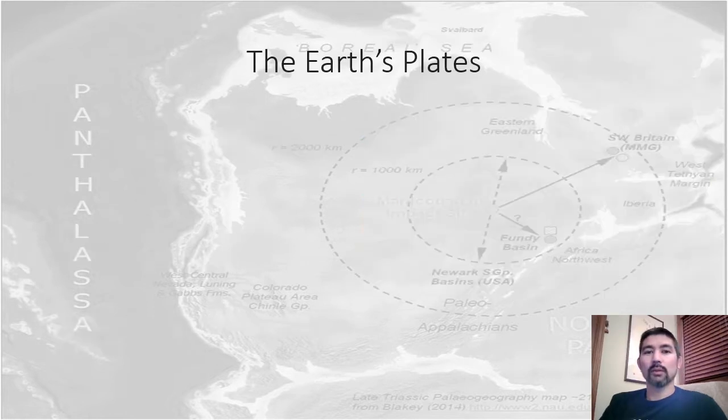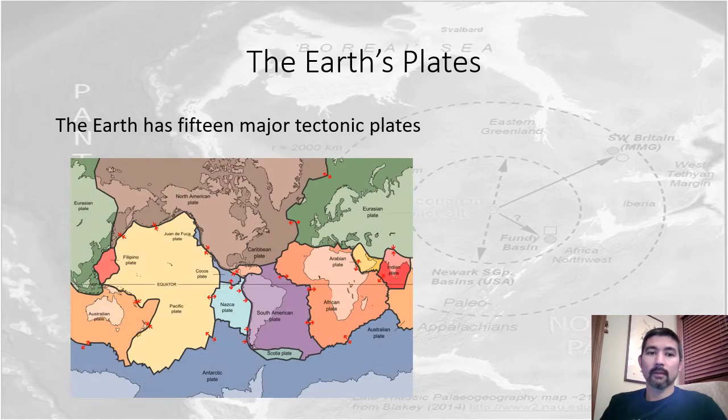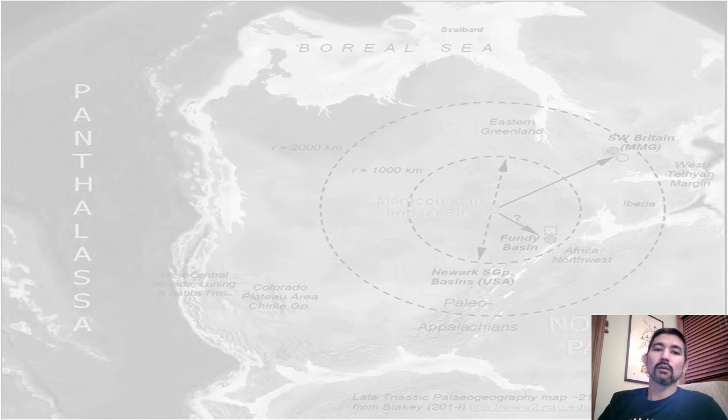So as the video mentioned, the Earth's crust is split up into different plates, and these plates are all moving. The Earth has 15 major tectonic plates, and you can see these plates in this map. We are sitting on top of the North American plate. The Earth's plates are always moving against each other, and they move against each other in 3 different ways.